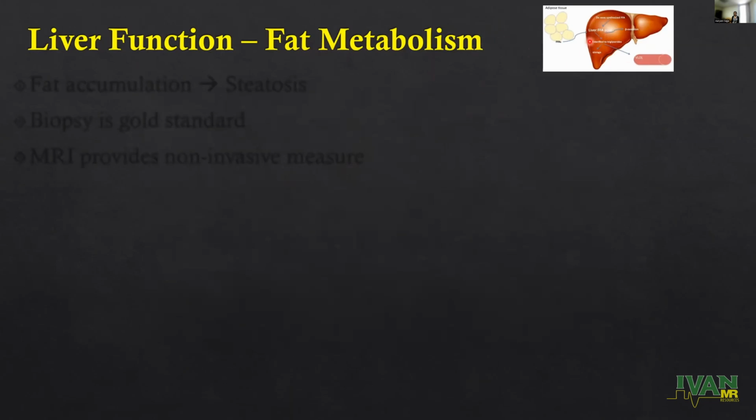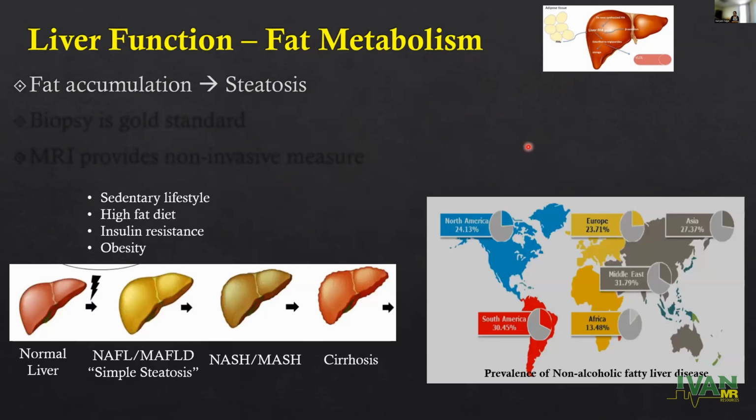So as you know, the liver oxidizes triglycerides, and it converts all the excess carbohydrates and proteins into fatty acids and stores them here. And fat accumulation, which is called steatosis, is a huge problem. It's the hallmark of non-alcoholic fatty liver disease.